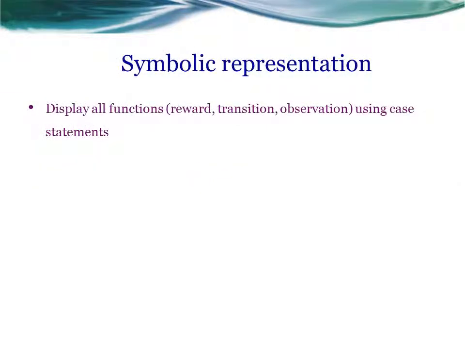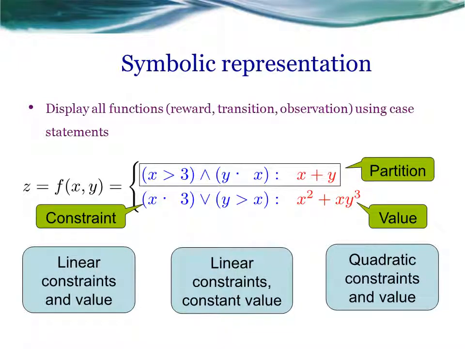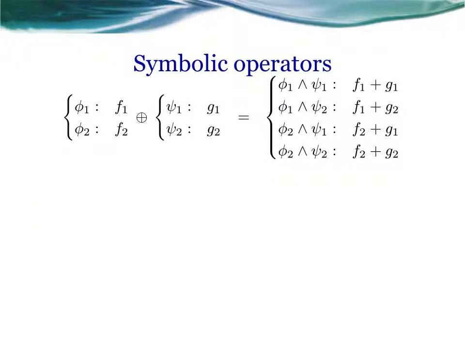A symbolic representation of our problem is to define all functions. We can have reward function, transition function, or in the partially observable case, observation functions, and we can define them using case statements. In the example here, you can see that the function is defined by two cases. If x is bigger than 3 or if y is smaller than 3, then the partition value would be to add up x plus y. All our operators can also be defined symbolically.